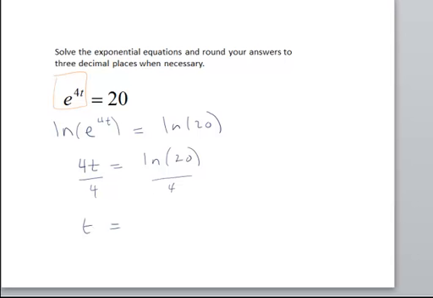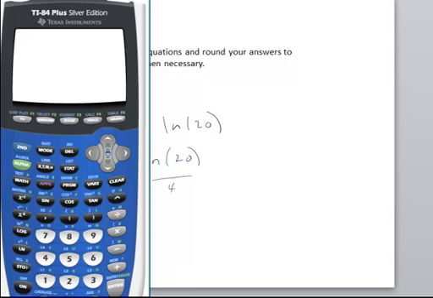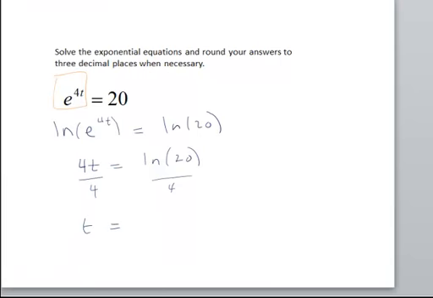The directions ask us to write our answer rounded off to 3 decimal places, so I need to compute this. So I'm going to take the natural log of 20 and make sure you close parentheses. If you don't close parentheses and you do the natural log of 20 divided by 4, you're going to get the natural log of 5. So natural log of 20 divided by 4. And I come up with 0.7489. Going out 4 decimal places, rounding back to 3, I get 0.749. So t is equal to 0.749.